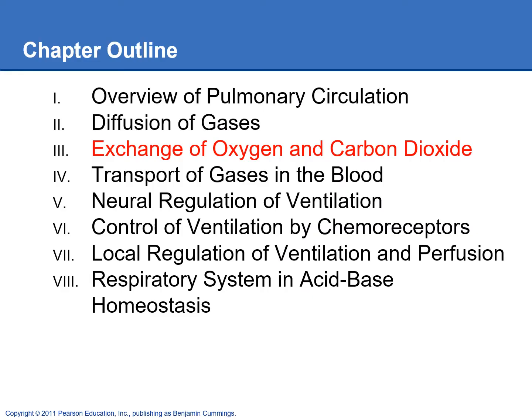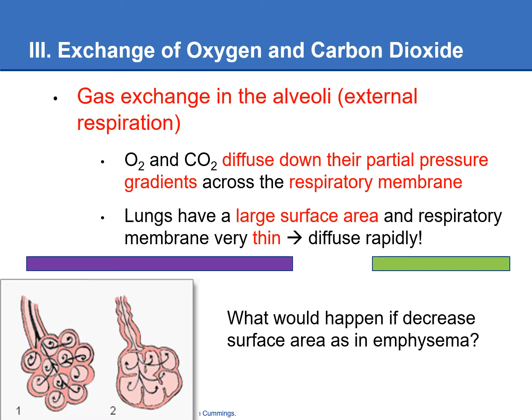We're going to look at the exchange of oxygen and carbon dioxide in the lungs and also in the tissues. Let's look at gas exchange in the alveoli first. Oxygen and carbon dioxide are just going to diffuse down their partial pressure gradients across the respiratory membrane. And remember, the alveoli are really good at doing gas exchange for two reasons. The first is they have a really large surface area, and the second is the respiratory membrane is really thin. So it's very easy to get the oxygen and carbon dioxide across very quickly.